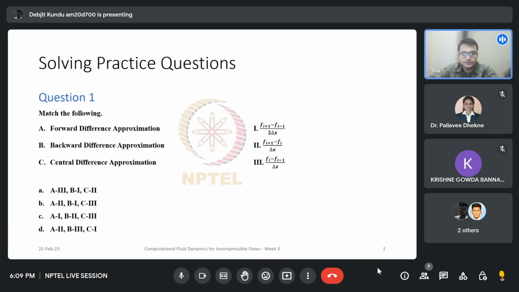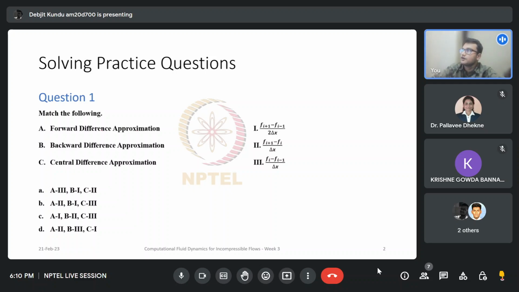So this is the first question of today's session. It's a match the following type of question. There are three options in each of the two columns. Basically we have different approximation techniques which we use in the finite difference method, and you have to match them with the correct mathematical form on the right hand side. So let's start solving it.